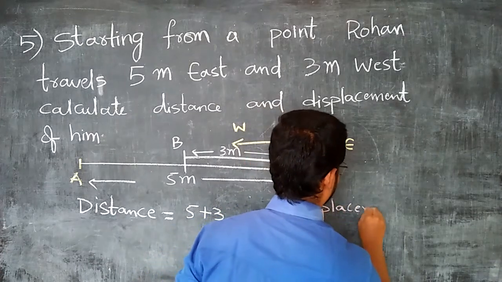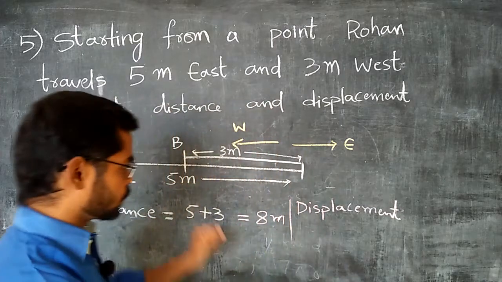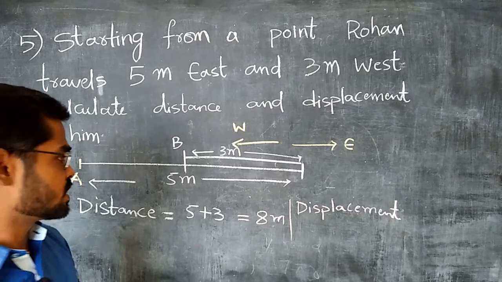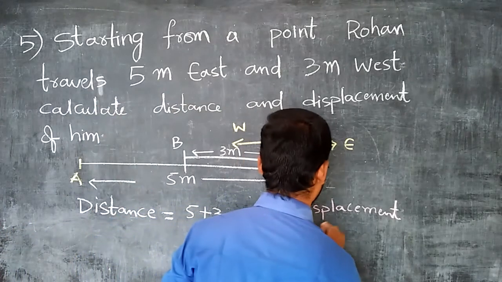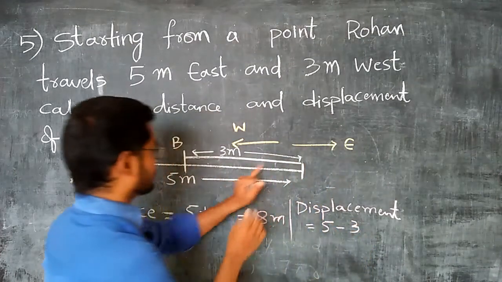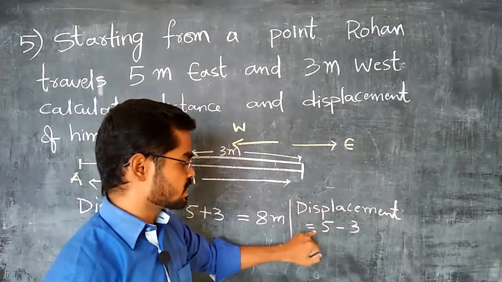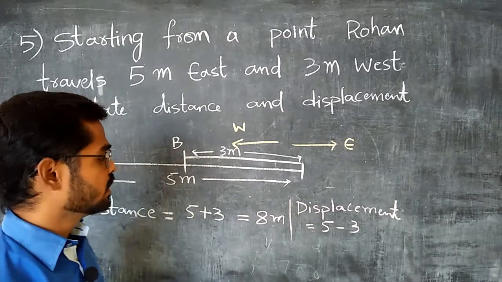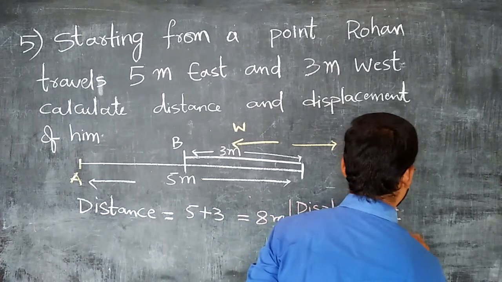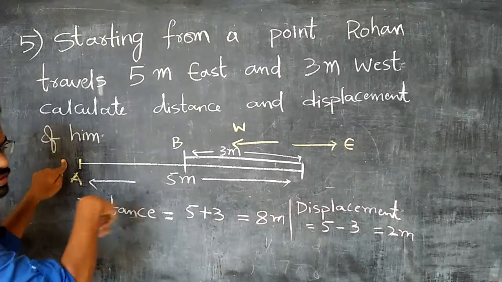Displacement. For calculating displacement, you take towards right as positive and towards left as negative. So 5 minus 3. Why minus 3? Because he is traveling in the west direction. East direction is taken as positive and west direction will be negative. 5 minus 3 is 2 meters. That means he is 2 meters away from the starting point.